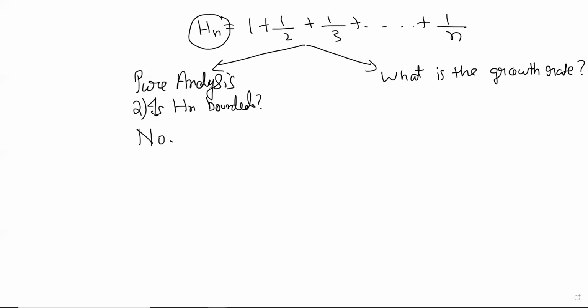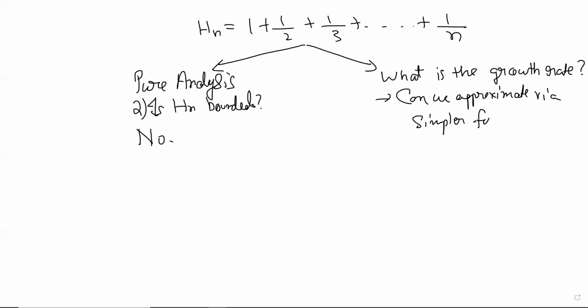The point here is that this expression we can see, but we're trying to understand it. Can we understand it via a simpler function? Can we approximate this by a simpler function? Question is, can we approximate this via a simpler function?